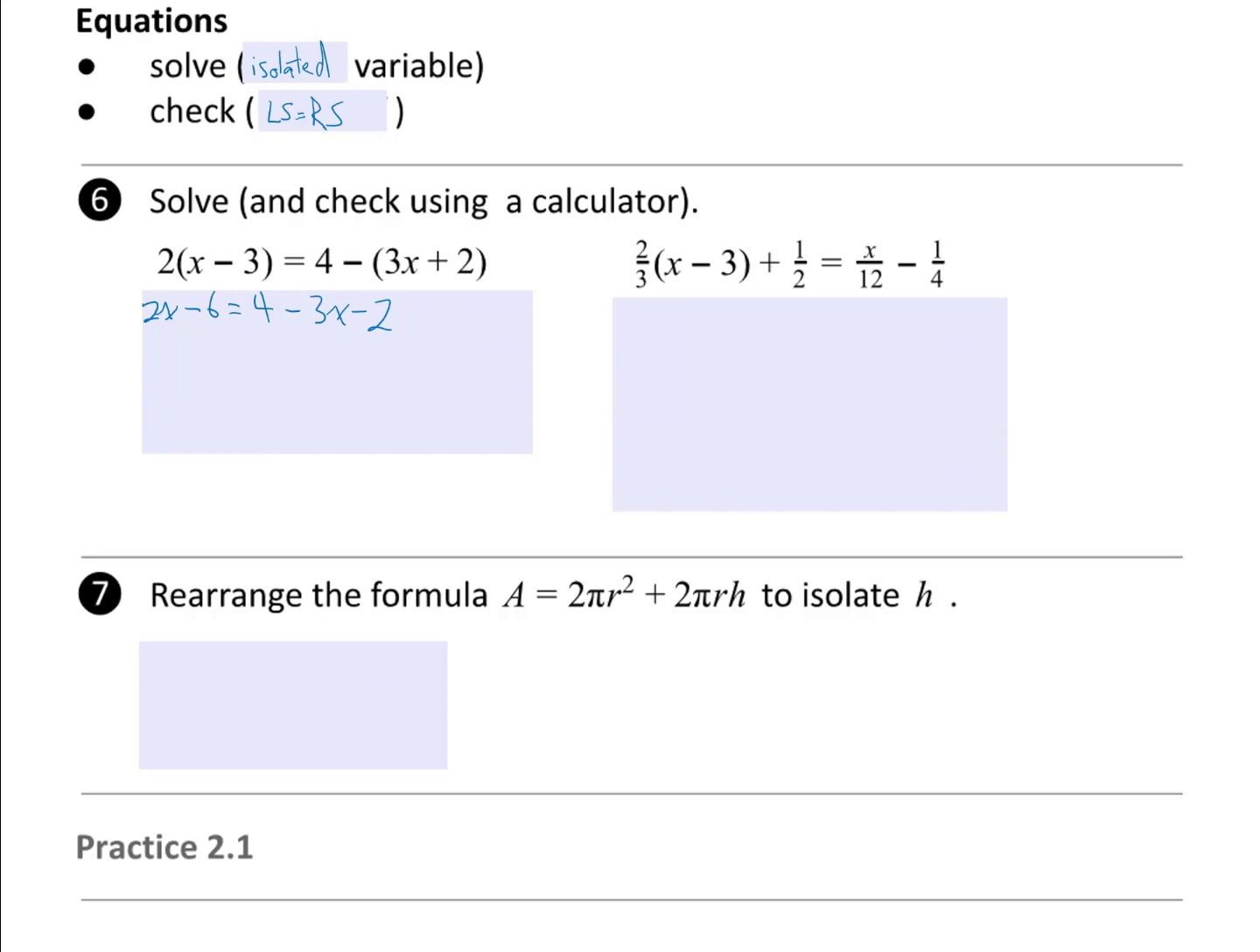Okay, now we're going to collect like terms. That means I'm probably going to move the x's over to the left side and the constants over to the right. So I'm stuck with 2x, and when negative 3 comes over, I get plus 3x. It's equal to, well, 6 goes over and becomes positive. So I have 4 minus 2 plus 6. So I have 5x equals 4 minus 2 is 2, plus 6 gives me 8. So x will equal 8 over 5. And if you check left side, right side, it should be equal.